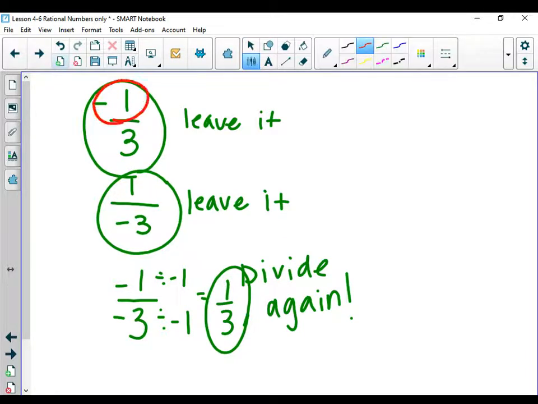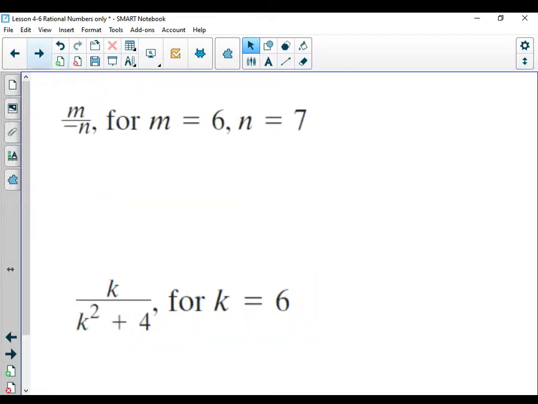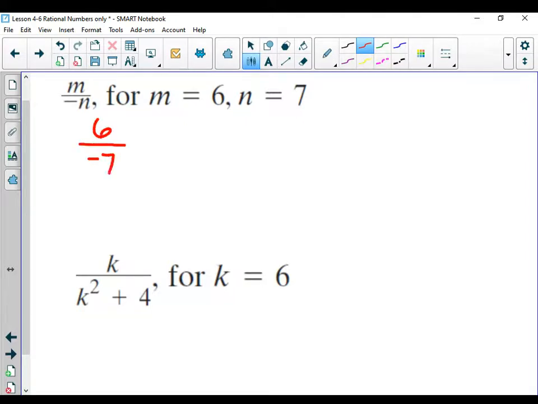What if the top is negative? Leave it. What if the bottom is negative? Leave it. What if they're both negative? Divide again. Last two, pause and go. Just the bottom is negative. Leave it.